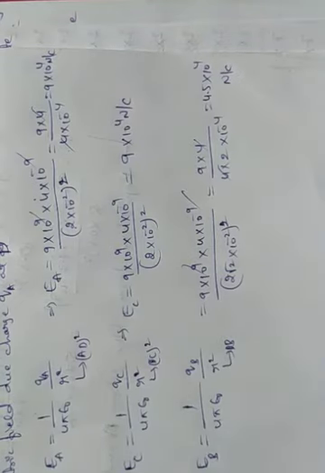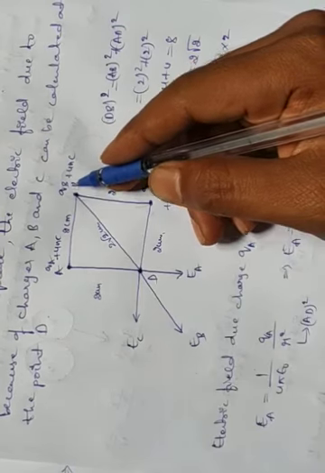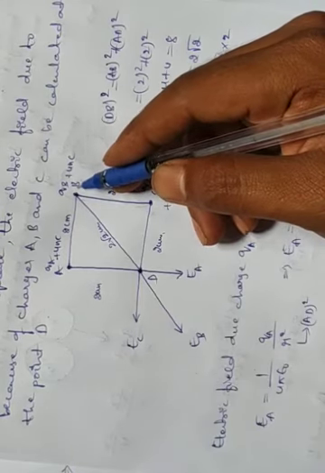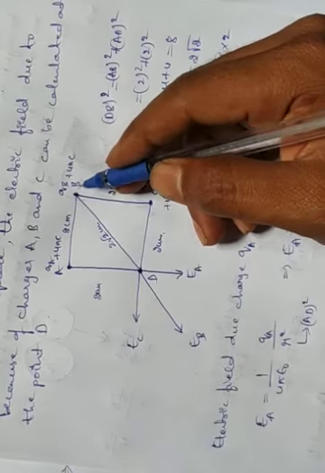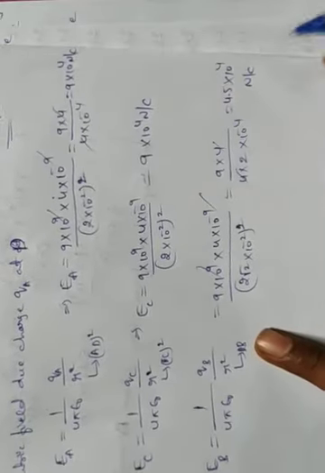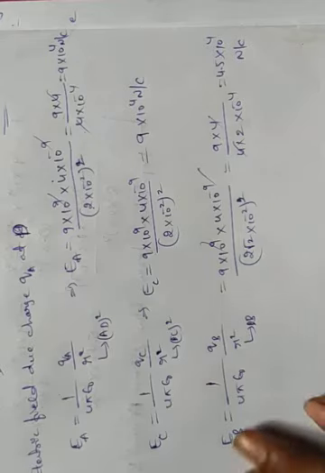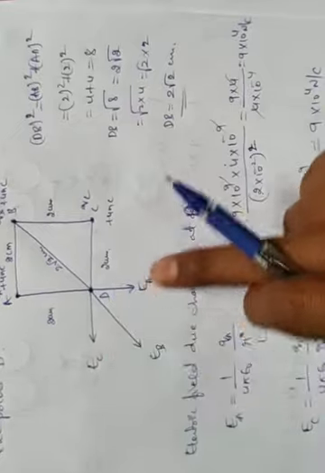So that is the electric field due to the charge QB at the point D. That is 4.5 into 10 power 4. After that, what do we have to find out? We have to find out the resultant electric field of EA and EC.